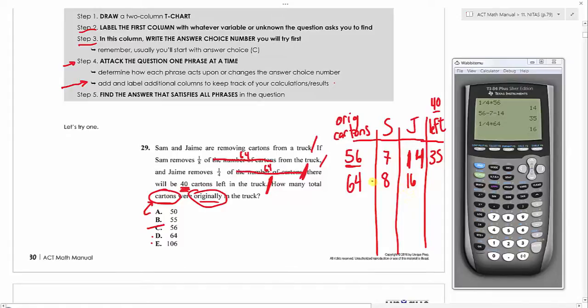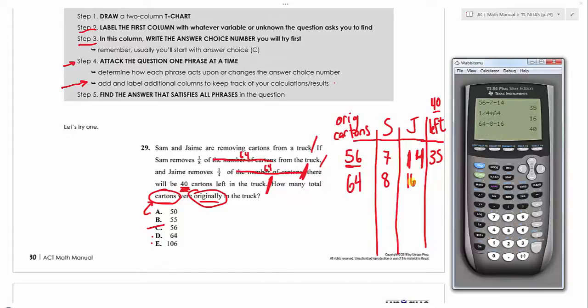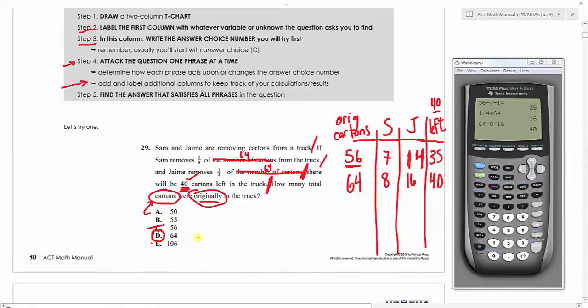So now, again, I'm doing the same thing to find out how many are left. I'm doing 64 minus 8 minus 16. And look at that, I've got 40 cartons left. So everything's a match, everything works out, and I am done. My answer is D, and I can move on.